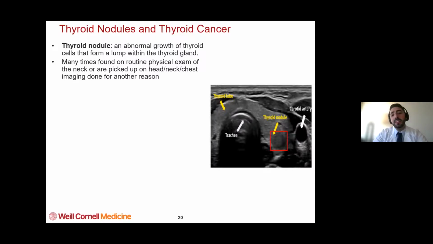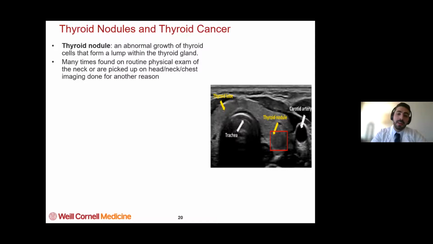And if you look here, this is an ultrasound of the thyroid. You see here the windpipe, or trachea, present in the middle. You see the presence of a thyroid nodule highlighted in red in the right lobe of the thyroid. And then up top above the trachea is the isthmus, or the thyroid bridge. And then you see part of the left thyroid lobe.